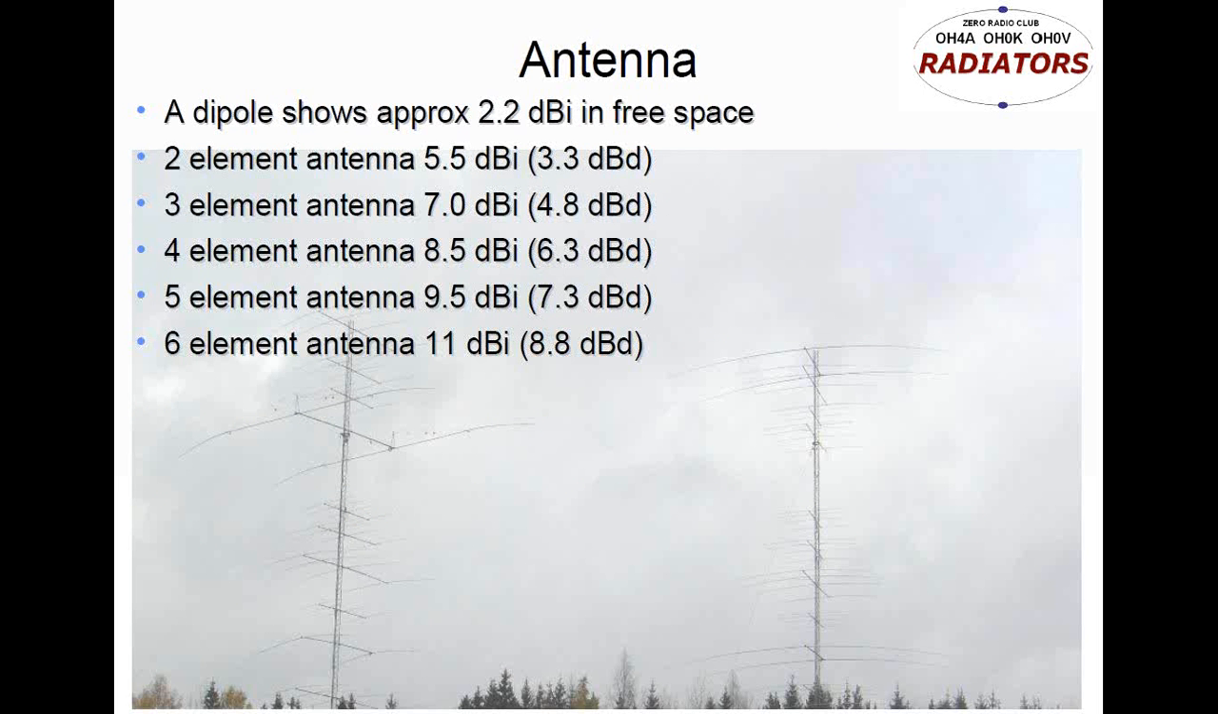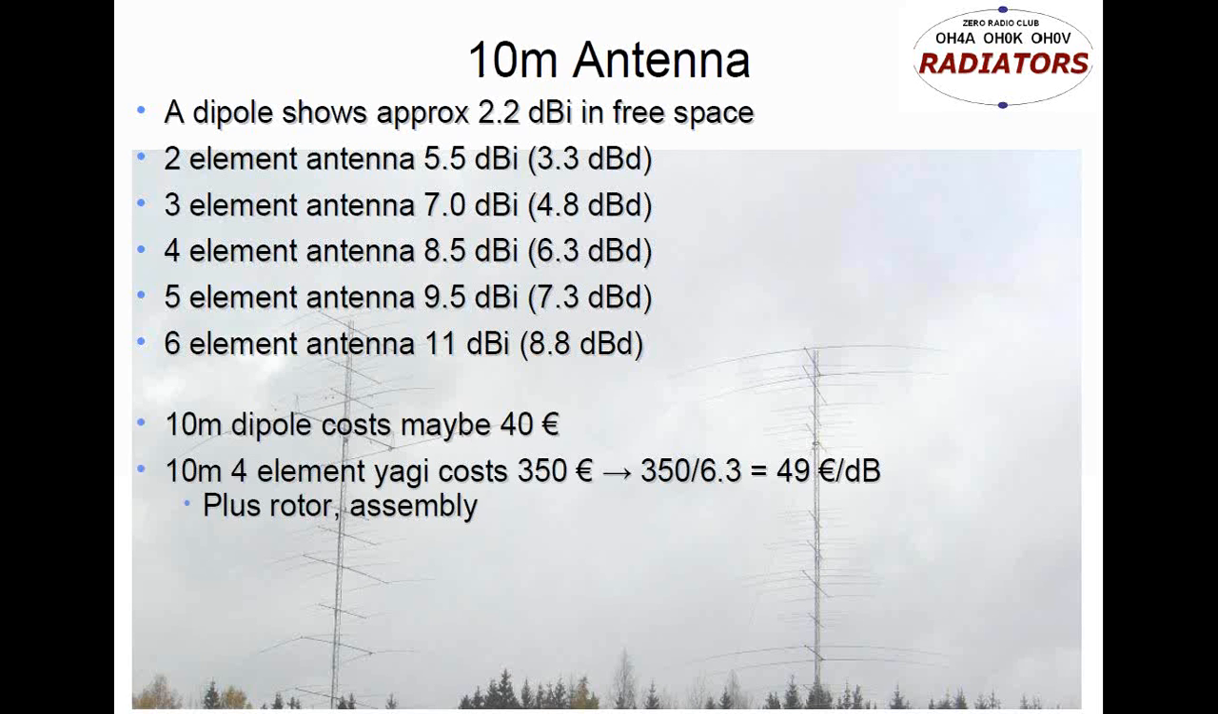Then let's look at the antenna. So if there's a dipole, it shows about 2.2 dBi in free space, and a 2-element antenna a little bit more, etc. So let's try to think about 10-meter antennas, which are small. They are pretty lightweight, and they are not so costly.